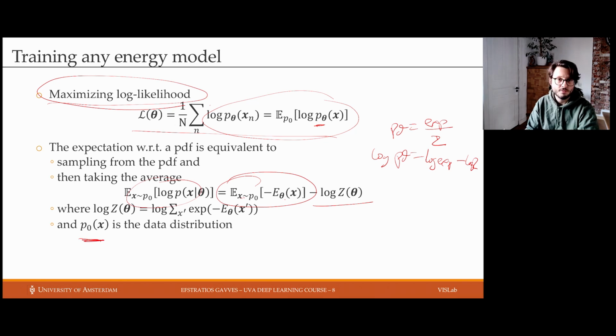P0 here stands for the data distribution. So basically, when I say I'm sampling from P0, or from the data distribution, it means I simply take a random image from my training set. This is it.